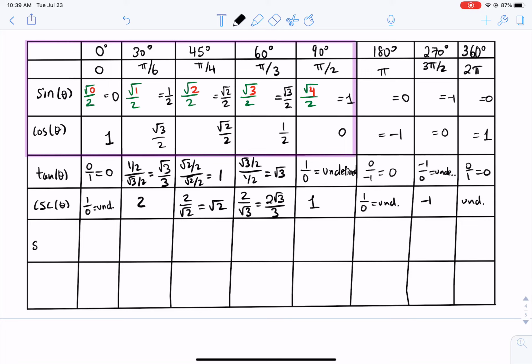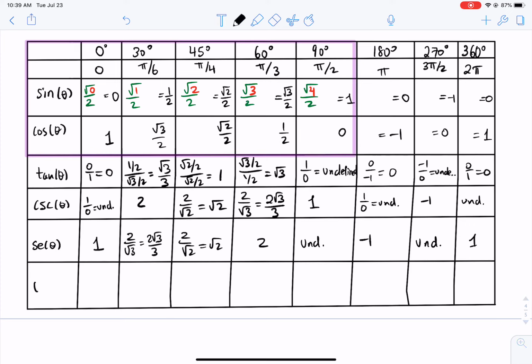What about secant of theta? This is going to be the reciprocal of cosine. So this is going to be 1, then 2 over radical 3, which rationalizes to 2 radical 3 over 3. Then 2 over radical 2, which is just radical 2. Then this is going to be 2, and the next one will be undefined. Then what about 180 degrees? This is going to be negative 1. At 270, undefined. And then at 360 degrees it's back to 1.